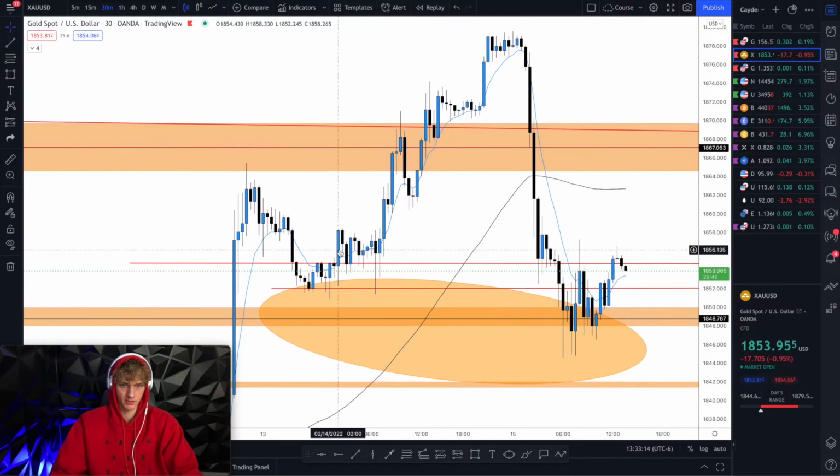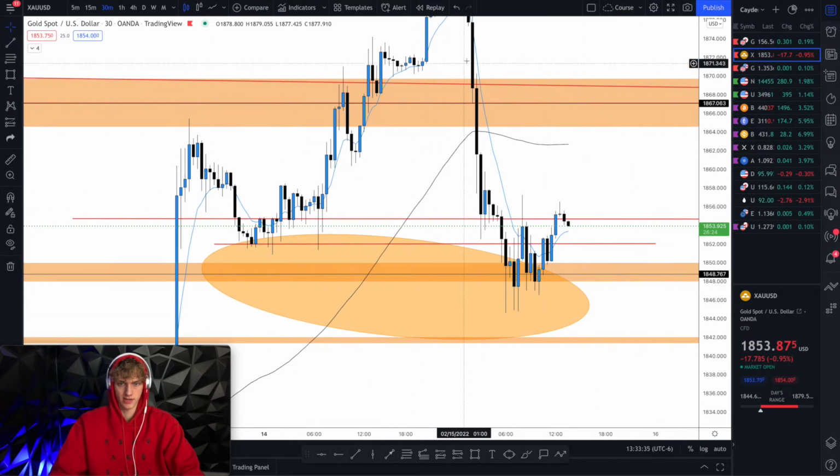I'm gonna go over market structure on the 30-minute time frame. So right here, higher high, higher low, higher high, higher low, higher high, higher low, higher high, and then we start to break all these structures. This minor support right here, this minor support right here, this minor support right here, and it's kind of telling us, okay, maybe we're gonna start going down again.